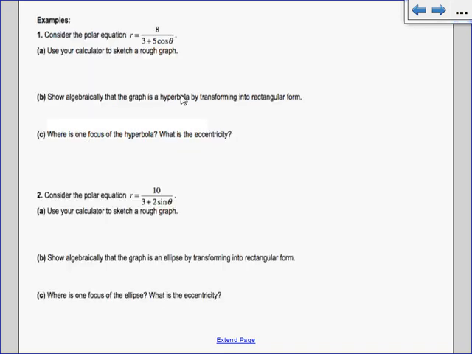I'm going to have you notice a couple things. So the first one says, consider the polar equation r equals 8 over 3 plus 5 cosine theta. I went ahead and graphed this using my graphing calculator. You guys can do that on yours if you want to. And what it looks like is a hyperbola. And it goes like this.